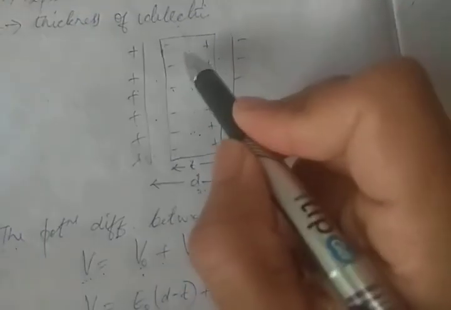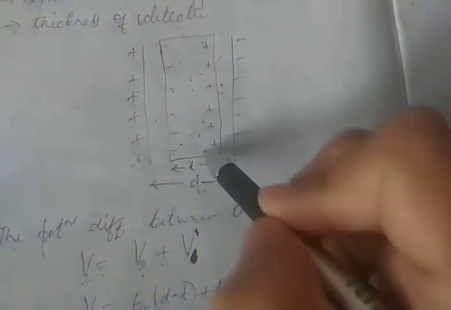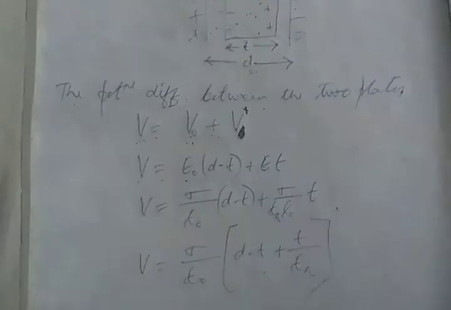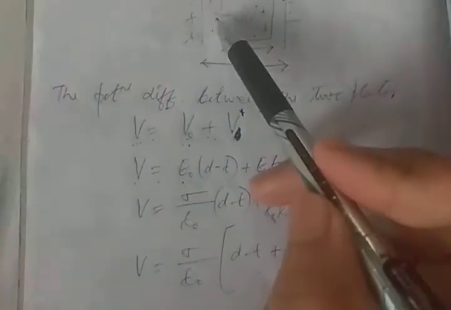All right, okay, V dash you can say is the potential at any point in the dielectric substance, and V0 is the potential in free space. So the potential difference between the two plates is V0 plus V dash, or V is equal to E0, the electric field in free space, into D minus T.